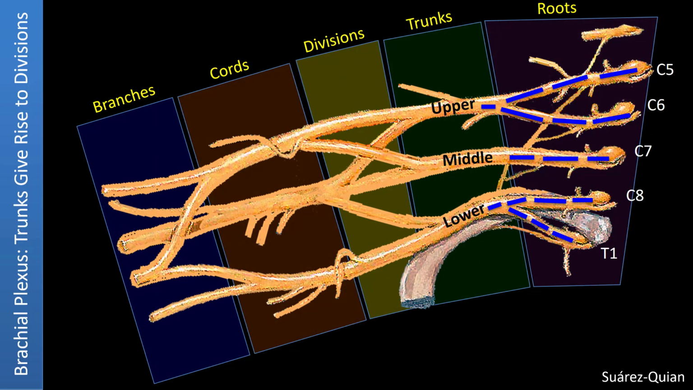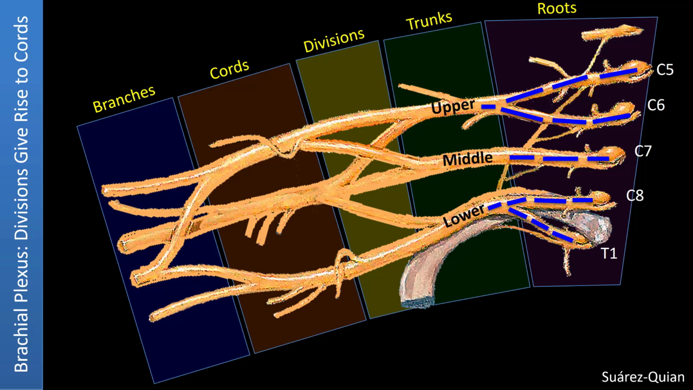Once formed, the trunks almost immediately divide. Each trunk will give rise to an anterior and a posterior division. All posterior divisions of the three trunks come together in a posterior direction. Meanwhile, the anterior divisions of the upper two trunks join up, whereas the anterior division of the lower trunk continues by itself.